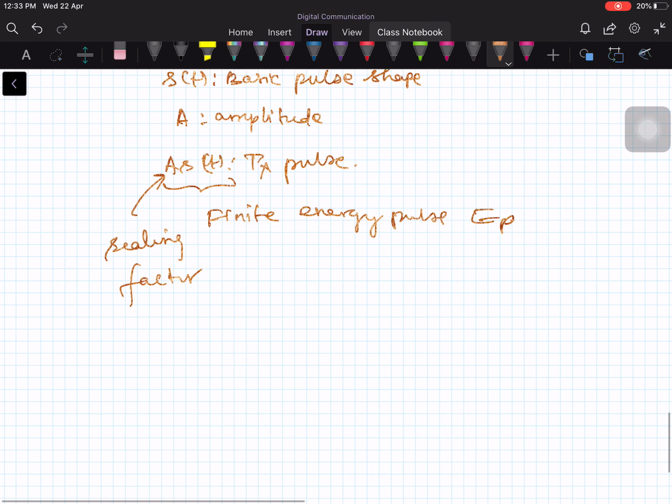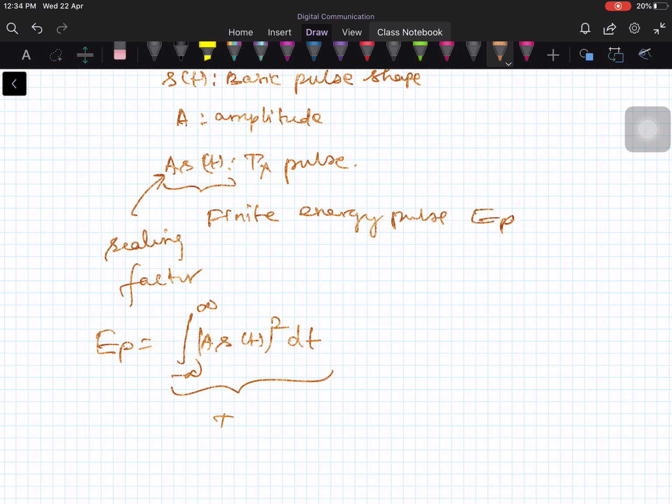Now, how do you find the energy? The energy EP equals the integral of the modulus squared of A times S of t, integrated from minus infinity to plus infinity. It is in the time domain. A similar expression you can get in the frequency domain also by using Parseval's theorem, the integral of the modulus squared of A times capital S of f, df, from minus infinity to plus infinity.